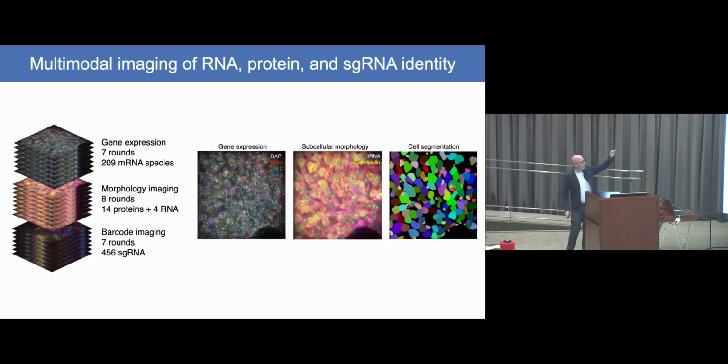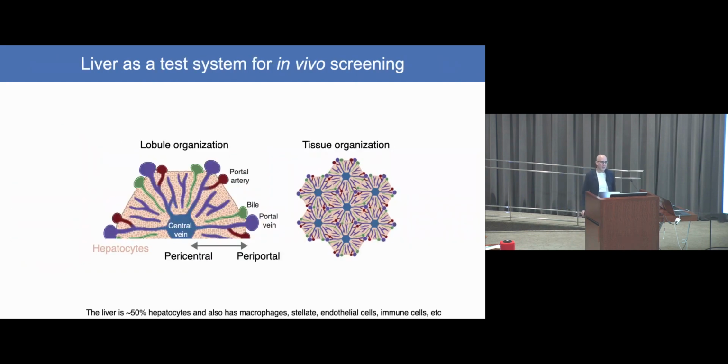So basically, what one would do from the imaging part is take slices and then go through these rounds of combinatorial readout that would let you do gene expression, morphology, or readout of the guide barcode in the same cell. And as I said, our test bed here has been the liver.